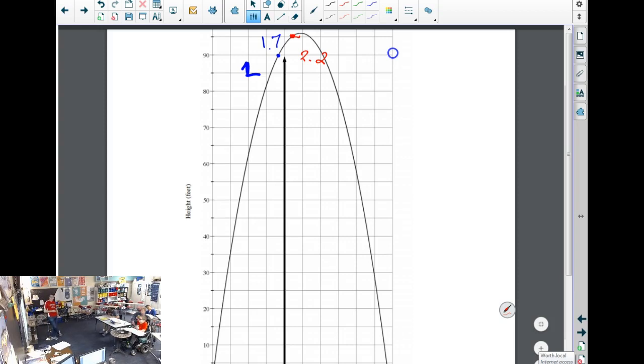How long's the time? Half a second, right? And the vertical change there was 5 feet. So that's 10 feet per second. So that's approximately 10 feet per second.